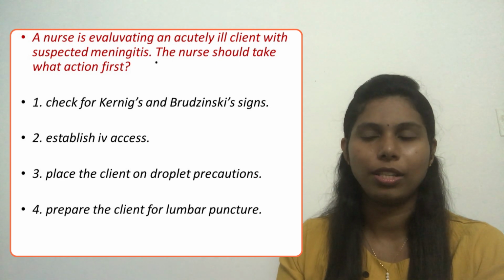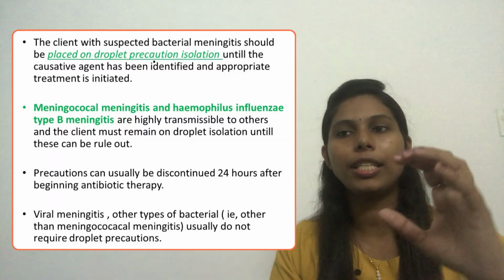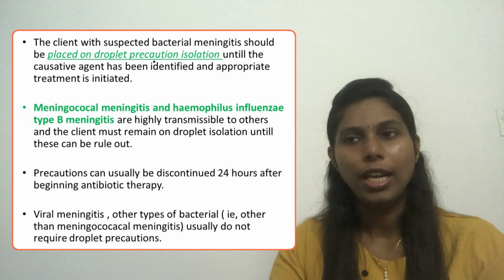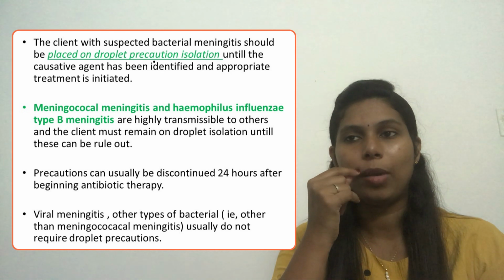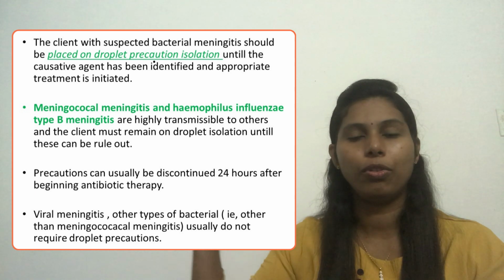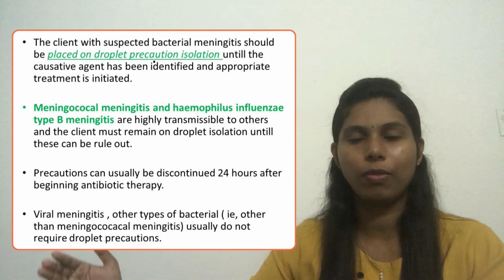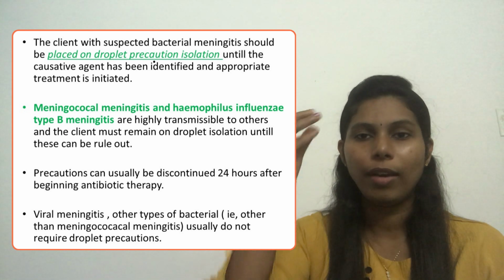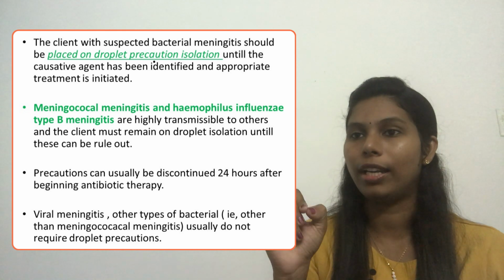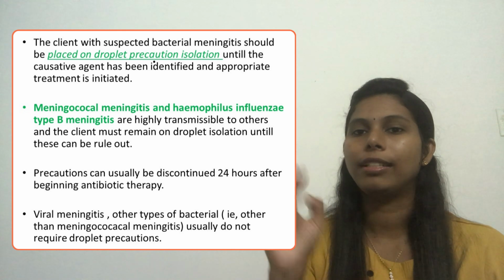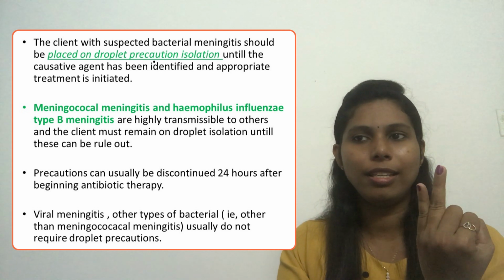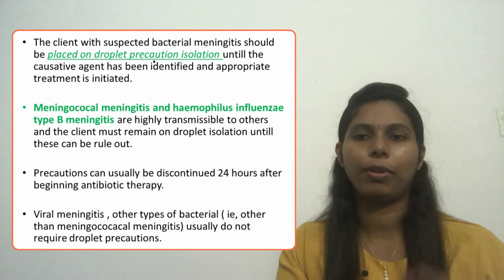Then we will start with all other treatments. Some other points also: precautions can usually be discontinued 24 hours after beginning the antibiotic therapy. That is a point you should keep in mind, because sometimes the questions will be confusing. They will give four options, some before 24 hours, some until the disease subsides. They will give confusing options, so if you have a clear idea, it will be easy for you. Precautions can usually be discontinued 24 hours after beginning the antibiotic therapy. Then viral meningitis or other types of bacterial meningitis usually do not require droplet precautions.